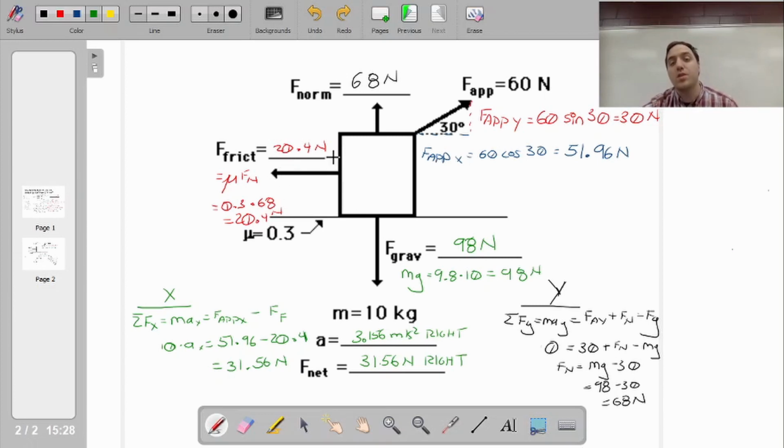With my frictional force and my force applied in the x direction, I can then go find my net force. Sum of forces in the x direction equals m a_x equals force applied minus force friction. Or in other words, force applied in the x direction minus force friction is my net force of 31.56 newtons. I set that up equal to 10 times a_x to give me my acceleration, or a_x equals 3.156 meters per second squared. If you followed all that, awesome. If not, ask questions. Have a good day.